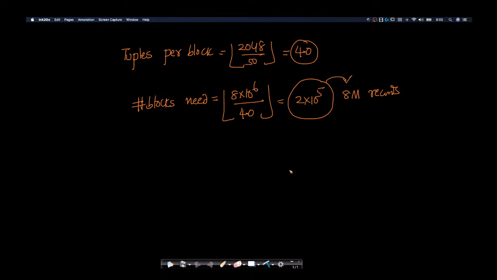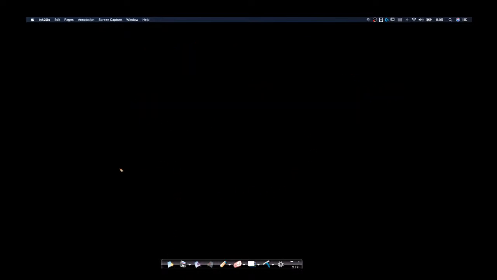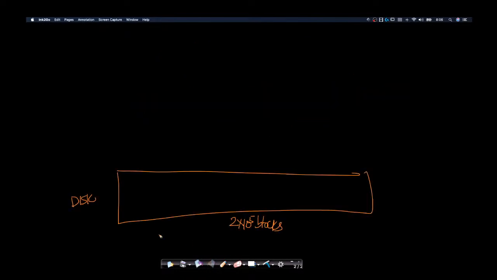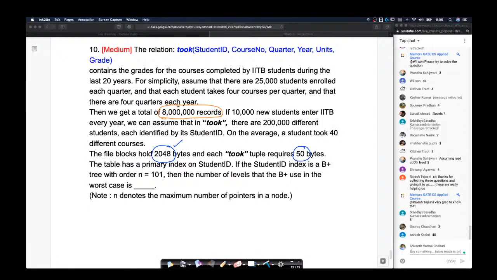This is important because now what you know is that the final data on the disk is stored in 2 into 10 power 5 blocks. These are the actual disk blocks, because using this simple data, you realize that you need this many blocks to store the raw actual tuples or records. That's important. Next.